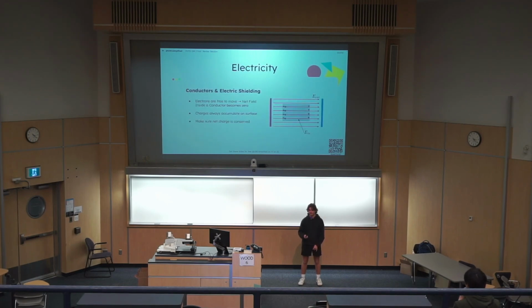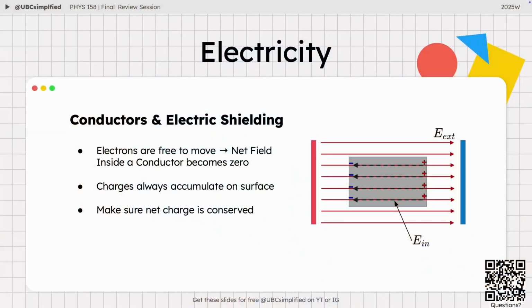Okay. Next, we're going to talk about conductors and electric shielding and what conductors do when you put them into an electric field. Because in a conductor the electrons are free to move, when they experience an external field, they will move, right? Because if you place a charge in an electric field, it moves. So if you put a conductor into an electric field, all the free electrons start to move.